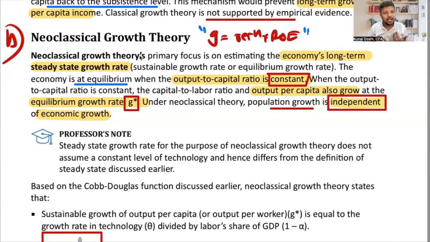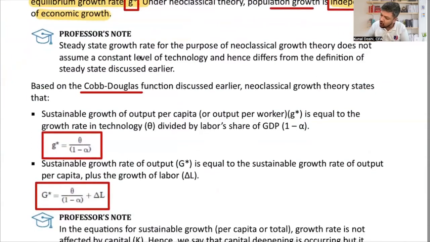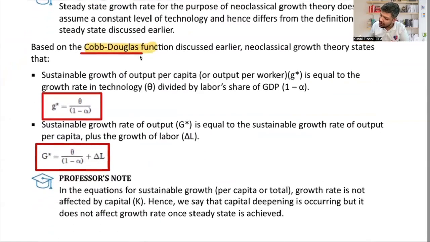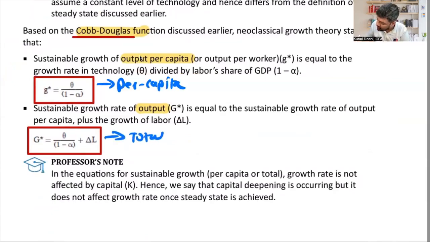Now, based on this, there are two formulas based on the Cobb-Douglas function: sustainable growth of output per capita and of total output. Both formulas I'll discuss. This first formula is for per capita, and this is for the total. The only difference you will see in the formula is the change in labor when I talk about the total. Now, what is this theta divided by 1 minus alpha?